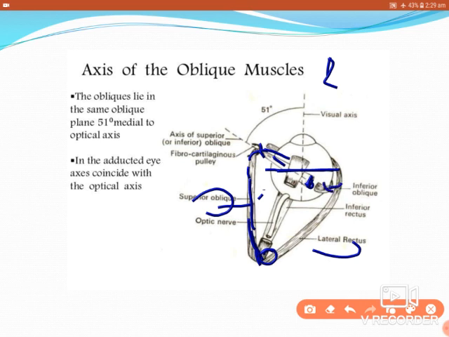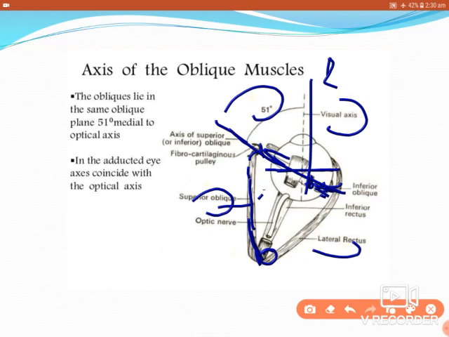See, the inferior oblique is also attached to the posterior-superior quadrant of the sclera behind the equator. So, the superior oblique and the inferior oblique lie in the same oblique plane, which makes an angle of 51 degrees with the optical axis or visual axis. Okay.